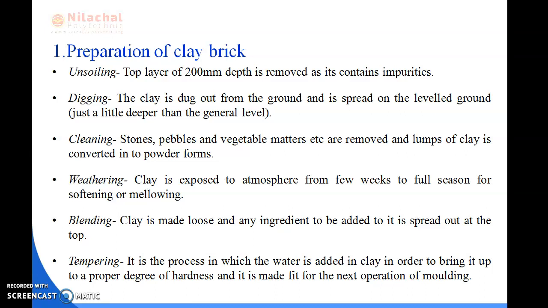Next is weathering. After the impurities have been removed, the clay is exposed to the atmosphere to make it soft. After weathering, blending is done. After the clay is made soft, any ingredient is to be added. After that, water is added to the clay, which is the tempering process, to make it fit for the next operation, that is molding. Okay, thank you.